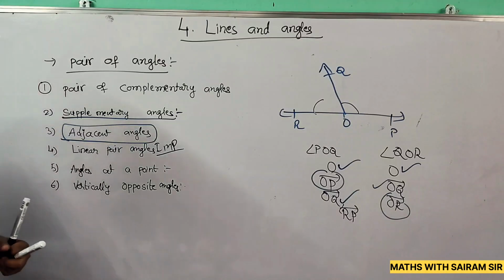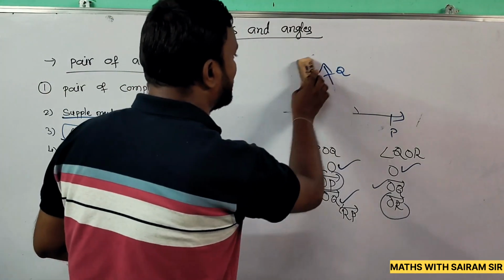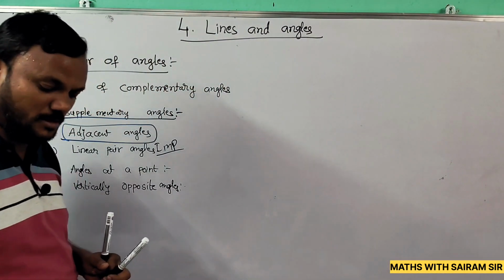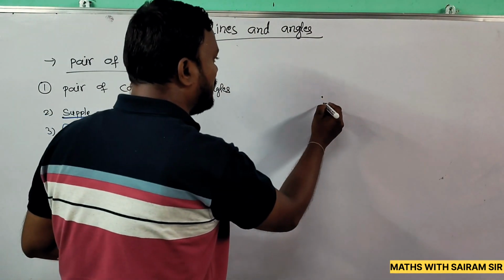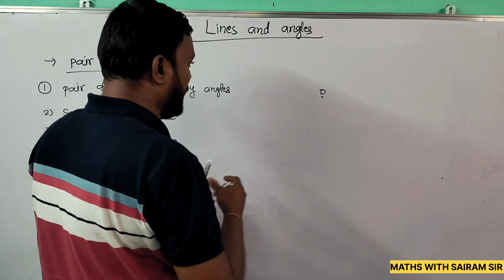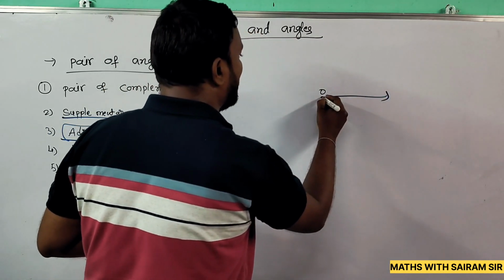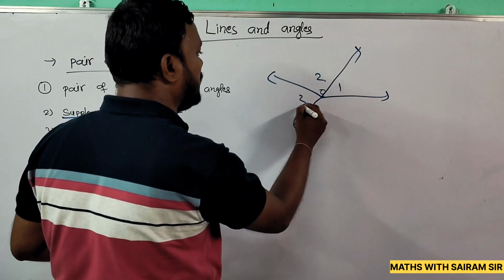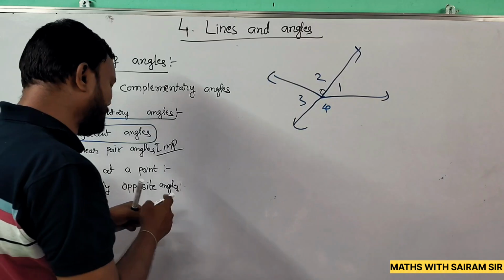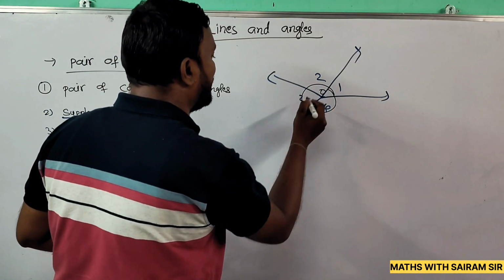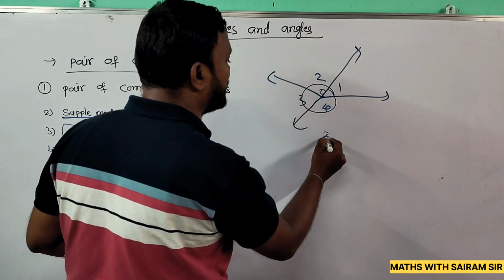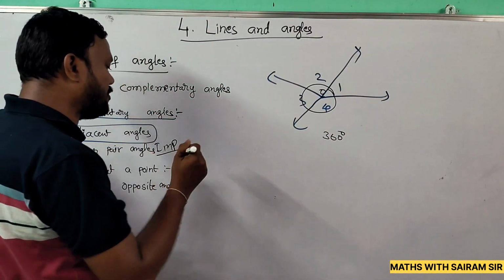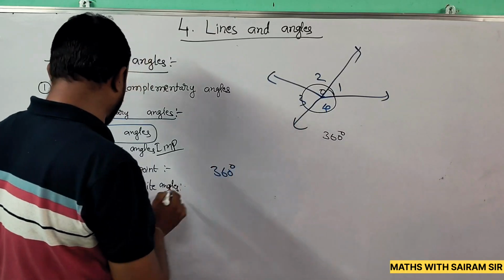The next concept is angles around a point. If I take that point O, around it we can form many angles like this. Here, these four angles, when added, sum to 360 degrees. That means the sum of all angles around a point is 360 degrees.